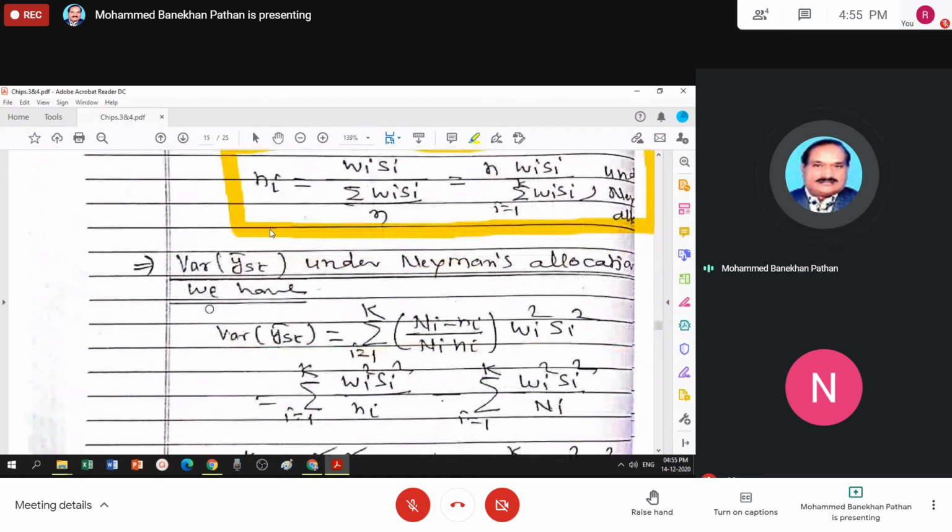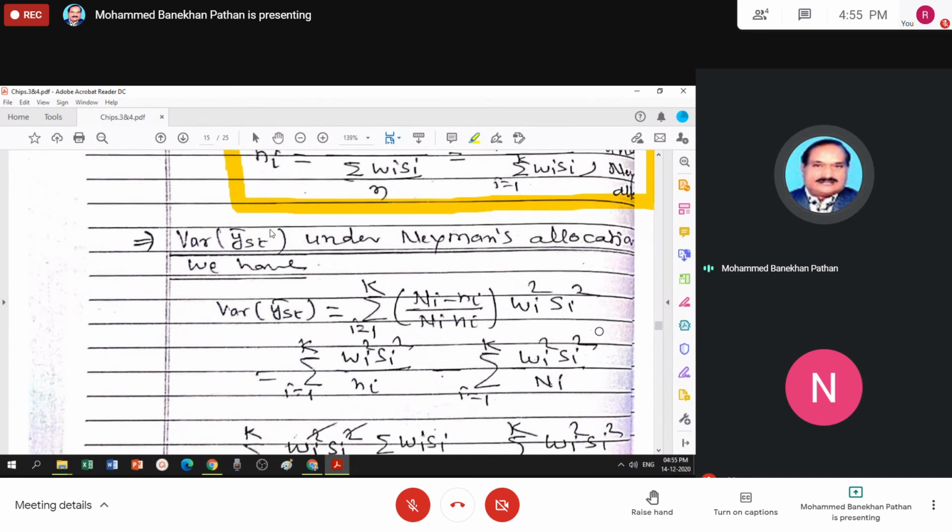Now under this allocation, what will be the variance of y bar st that we want to derive, and then we'll stop. Variance of y bar st under Neyman's allocation. We have the variance of y bar st which is original like this under original stratified random sampling. Now I can simplify this entire quantity in two terms. So the original variance of y bar st under stratified sampling can be written in this simplified form as two terms.